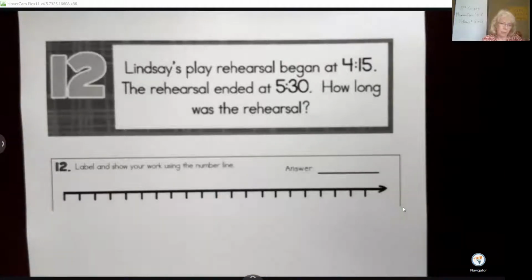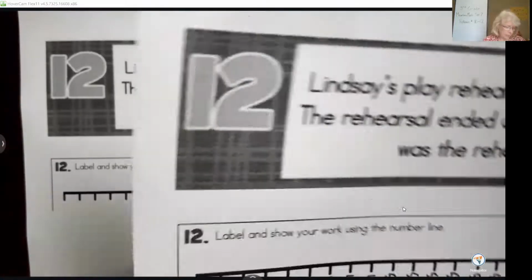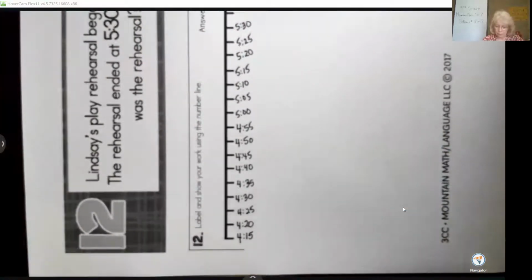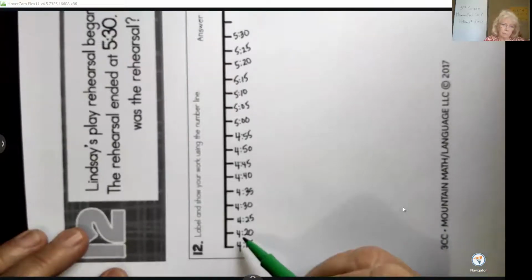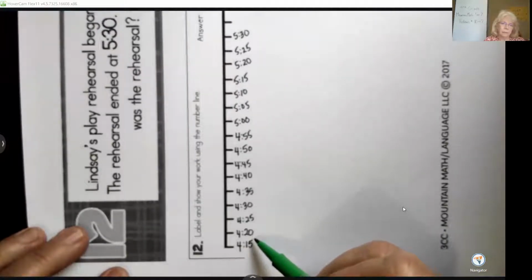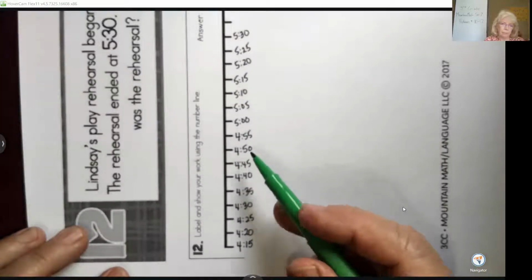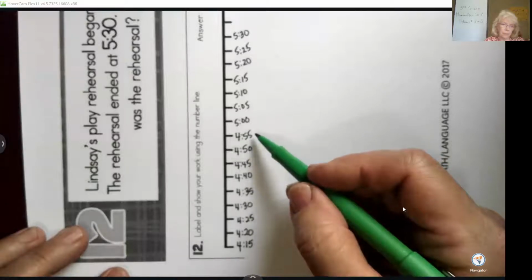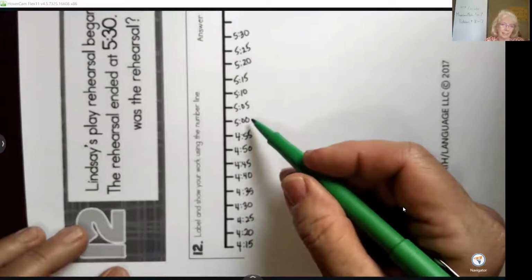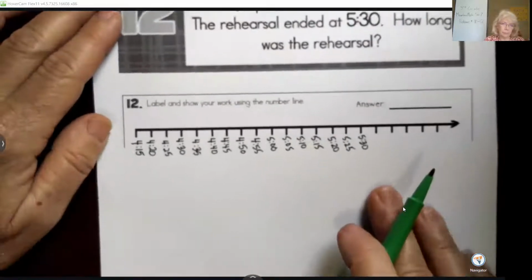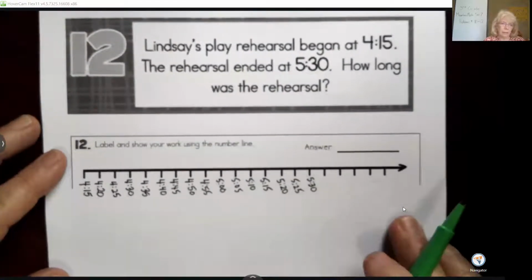So one of the challenges is labeling this number line. I went ahead and did this off camera. So you can see I'm going in 5-minute intervals here, starting at 4:15. So 15, 20, 25, 30, 35, 40, 45, 50, 55. The trick here is to know that then it's 5 o'clock because we don't have a time with 60 in it. Okay, so let's say we got that labeled. Then we still have to figure out how long was the rehearsal.